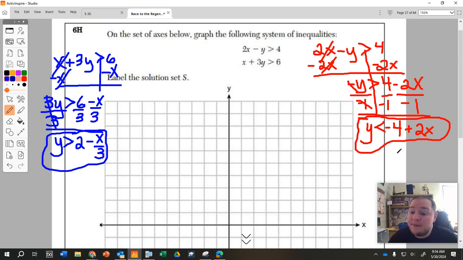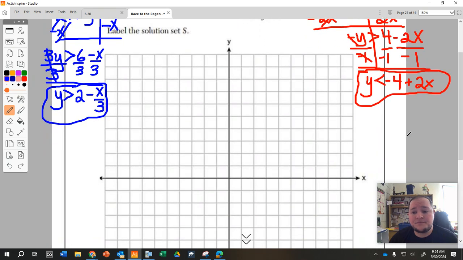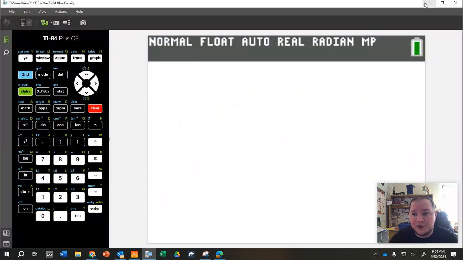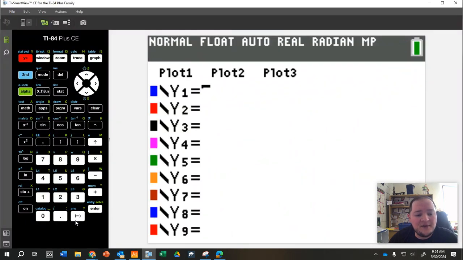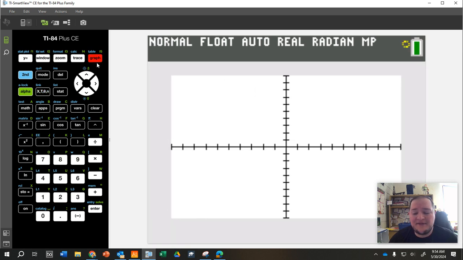All right, time to graph them. So remember, when you graph, you grab your calculator and you plug them in y equals. I'm going to do them one at a time. I'll do the red one first. Negative 4 plus 2x, everything after the inequality sign. So I click y equals, negative 4 plus 2x.